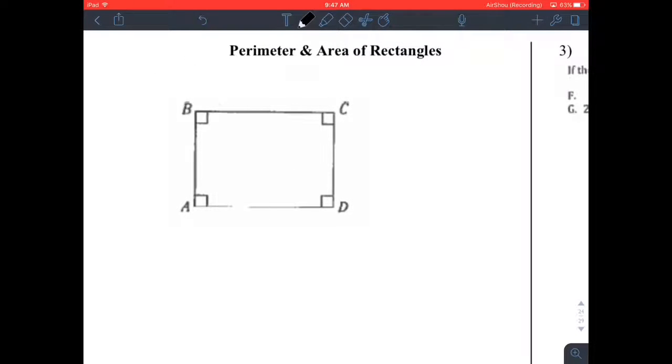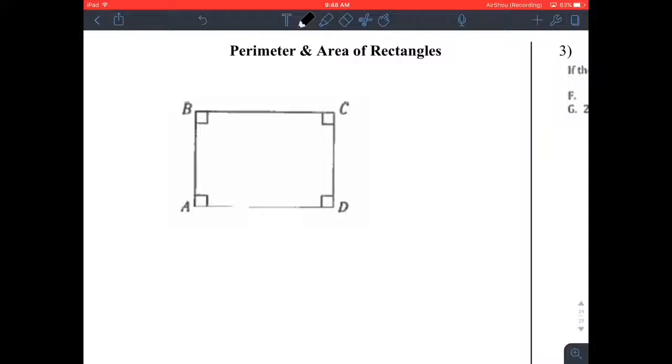Perimeter and areas of rectangles. First of all, what is a rectangle? It's a parallelogram, which means the opposite sides are parallel. If it's a parallelogram, that implies it's a quadrilateral. It means there are 4 sides. If it's a quadrilateral, that implies it's a polygon. A polygon is made up of segments. Each segment intersects another segment at its endpoint. A rectangle is a special parallelogram because it has 90-degree angles.